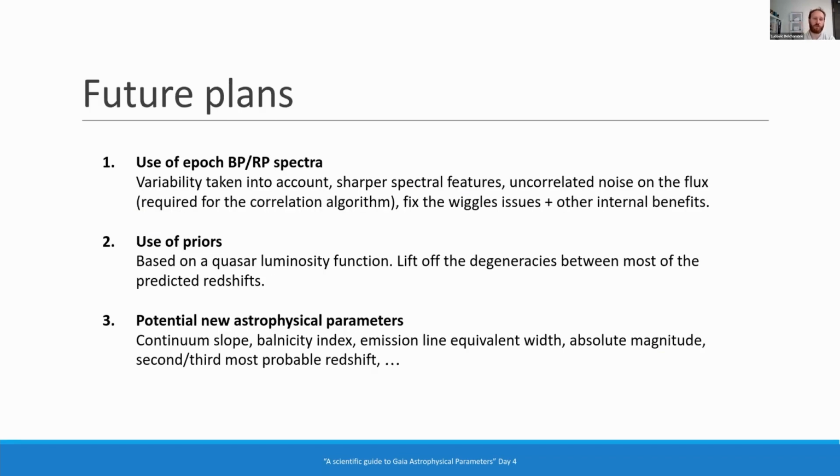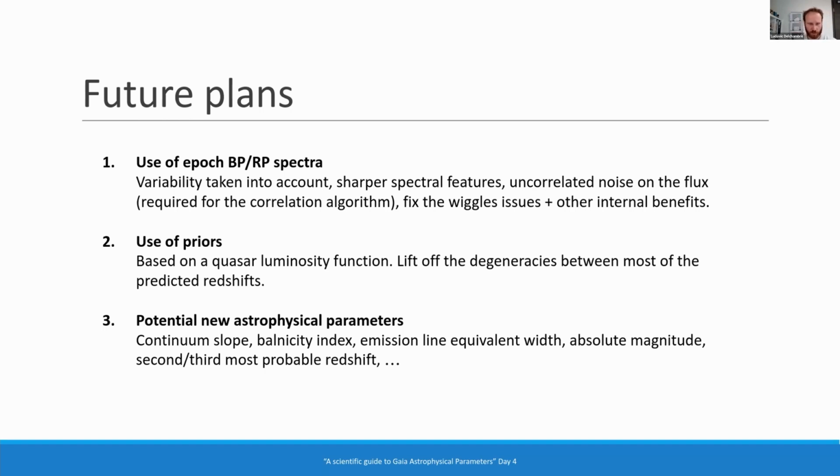So now, what are the future plans? Starting from Gaia DR4, we will use epoch BP and RP spectra. This allows us to take the variability into account, to have sharper spectral features, to have uncorrelated noise and flux, to fix some wiggle issues I briefly mentioned, and there are also internal DPAC benefits. We'll also use priors based on the quasar luminosity function. This will allow us to lift many degeneracies between predicted redshifts. And there will also potentially be new astrophysical parameters to be derived.